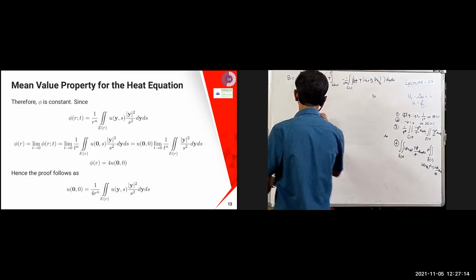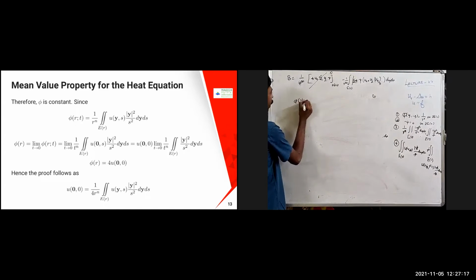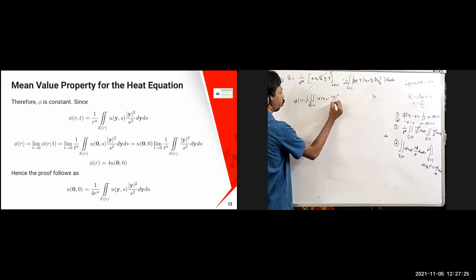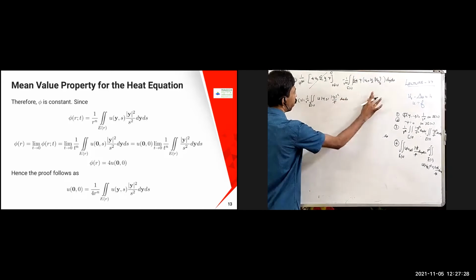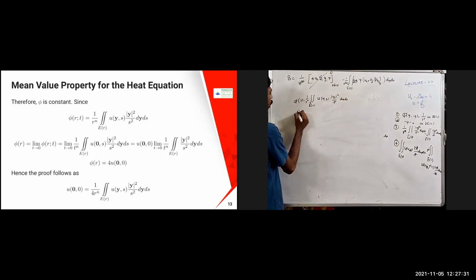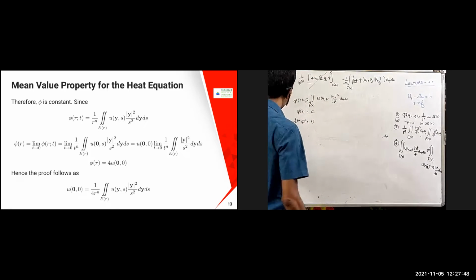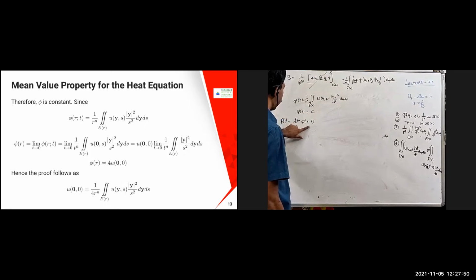Since pi is constant, pi of r is nothing but the integral over 1 by r power n, integral over e of r into u of y comma s, mod y square by s square, dy ds. Since pi is constant, your pi dash of r equals 0, so pi of r is equal to a constant. Now, if I calculate the limit, I can calculate this way: pi of r equals limit t tends to 0 of pi of r comma t. Whatever the answer is going to come, that is going to be the same thing here, because pi of r is constant.